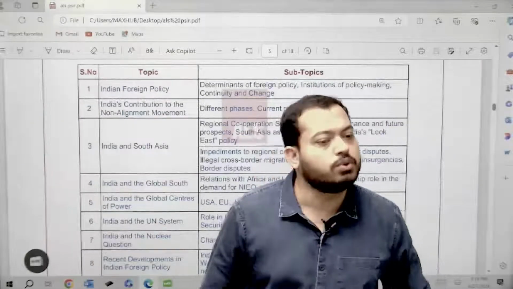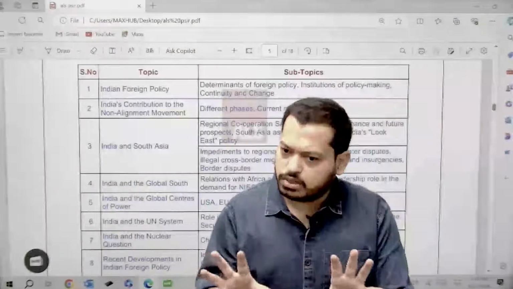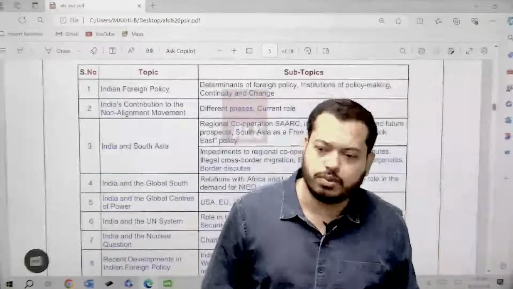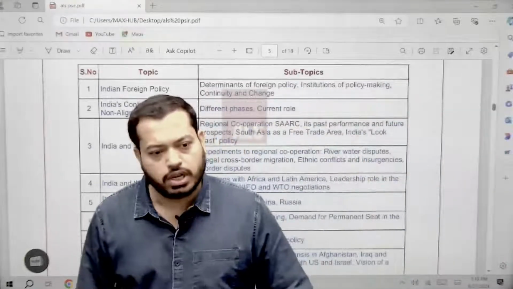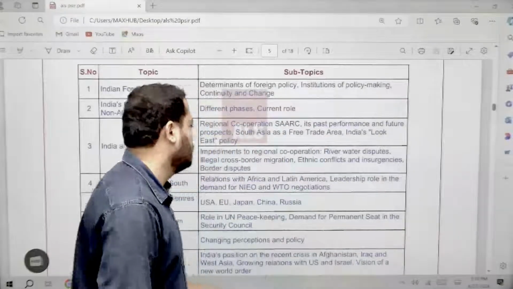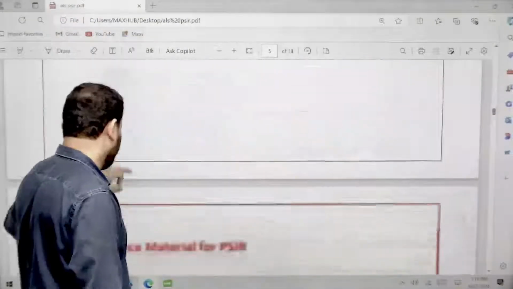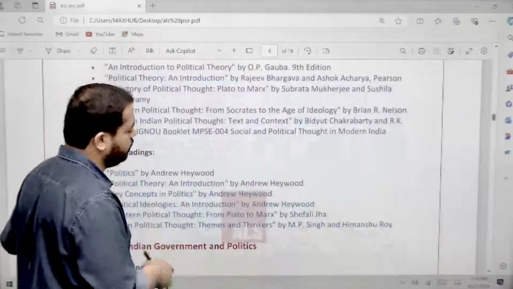Therefore, up to a certain extent, Indian foreign policy becomes a bit easier to understand. But again, the dynamics have to be read: what the major concerns and major issues are, and then subsequently the global issues we have to cover. So that is the defined syllabus which is there with you. Now after that, there's a book list also provided to you in this.